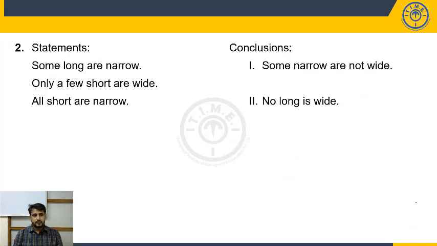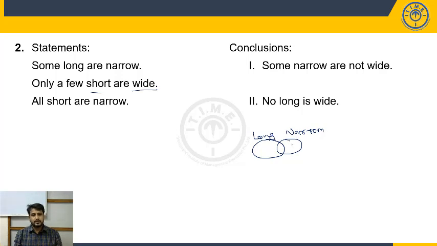Okay. Question number 2. Some long are narrow. Draw the basic diagram. And what is the second statement? Again, only a few short are wide. It means definitely some part of the short should be outside the wide. But can we link this with this diagram?